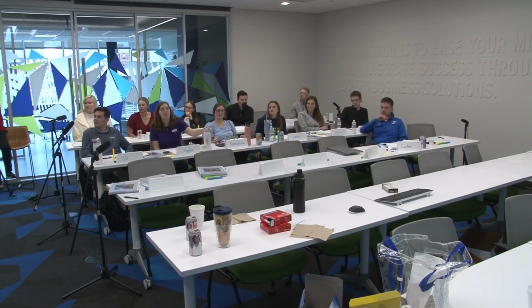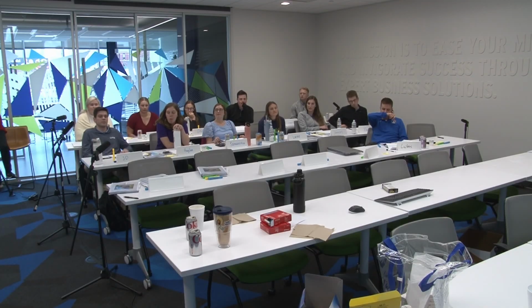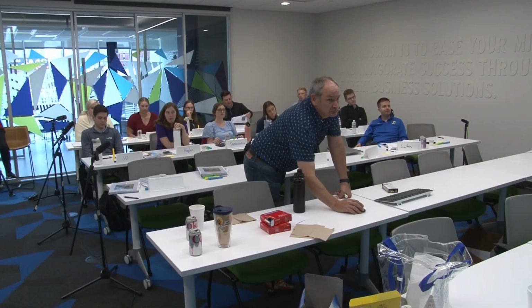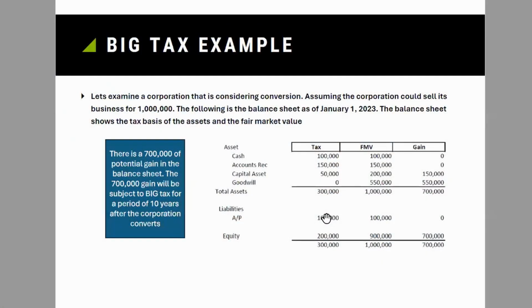Okay, so let's go back to this example. Because step 1, tax basis, step 2, fair market value balance sheet, step 3, inherent gain. That's what we have up there. And this is something that you need to know for built-in gains, because the slide on the screen shows the built-in gain after we've done it.